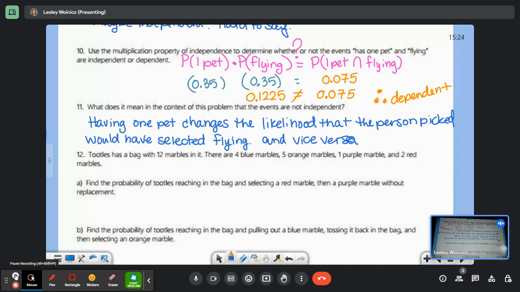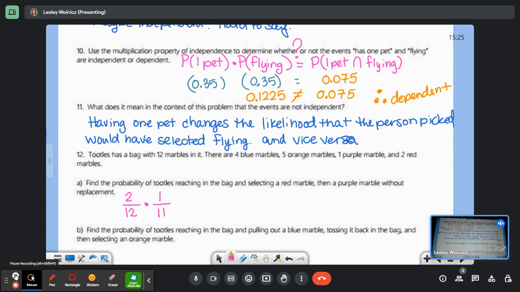Okay, Toodles has a bag with 12 marbles in it. We got 4 blue marbles, 5 orange marbles, 1 purple marble, and 2 red marbles. We're going to find the probability of Toodles reaching in the bag and selecting a red marble, then a purple marble, without replacement. First we're going to pick a red marble. How many marbles are in the bag? 12. How many red marbles are there? 2. Now, are we putting the marble back? No. So the second time we do this, how many marbles are in the bag? 11. Now what are the odds of getting a purple marble? 1.